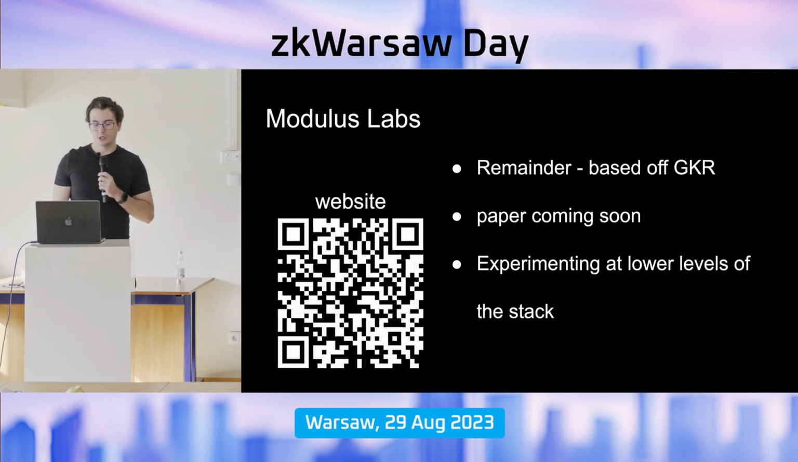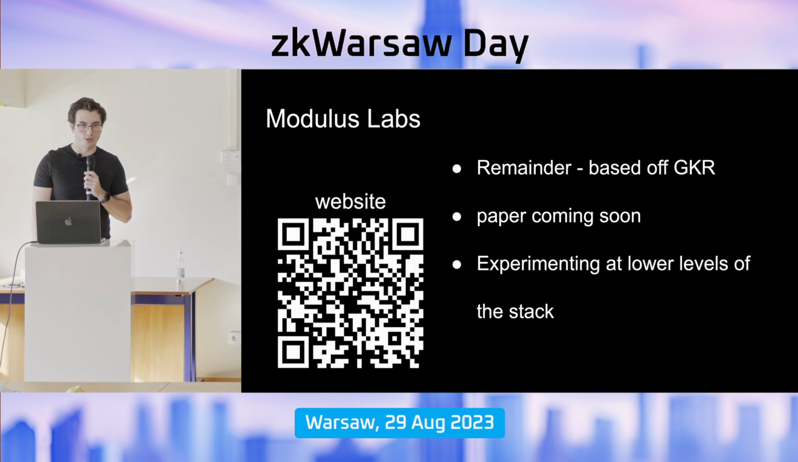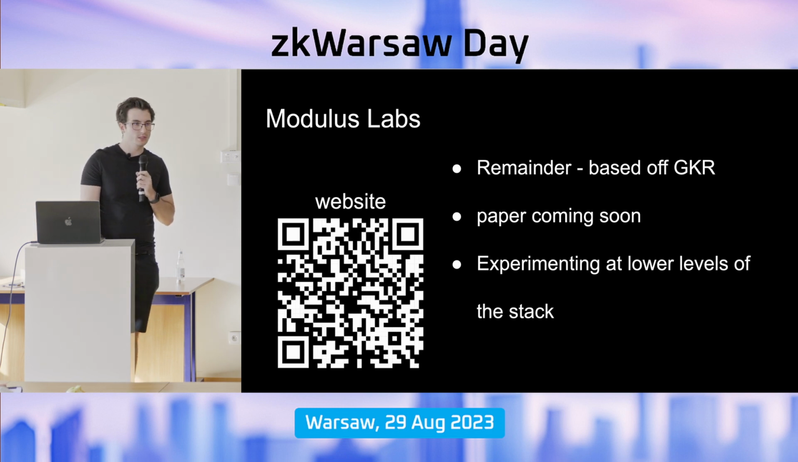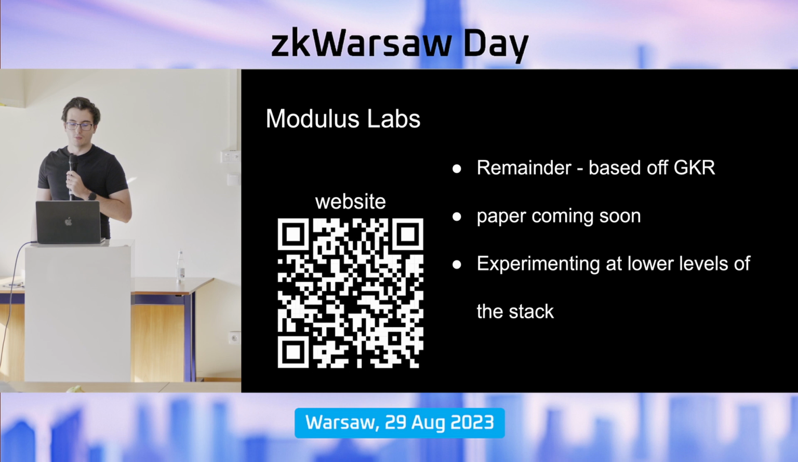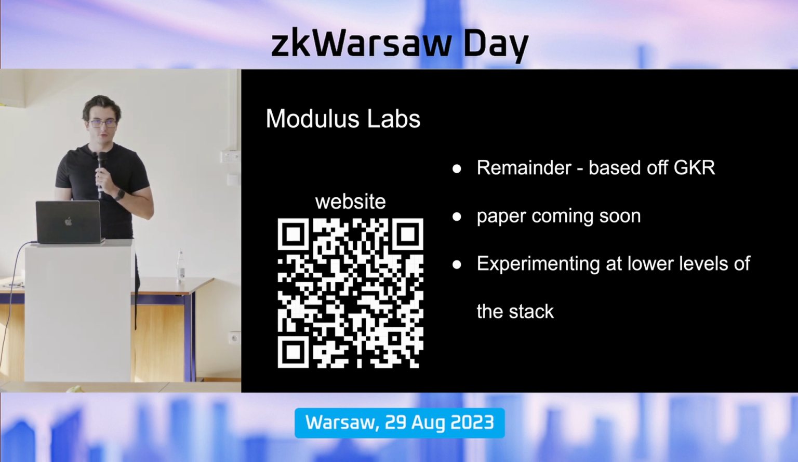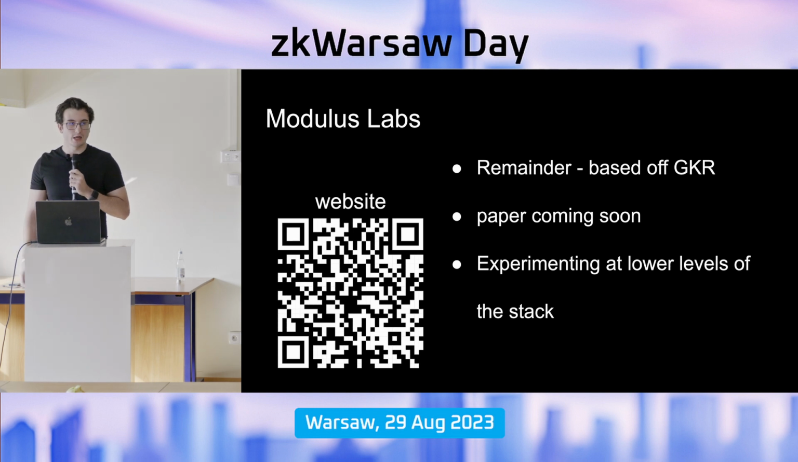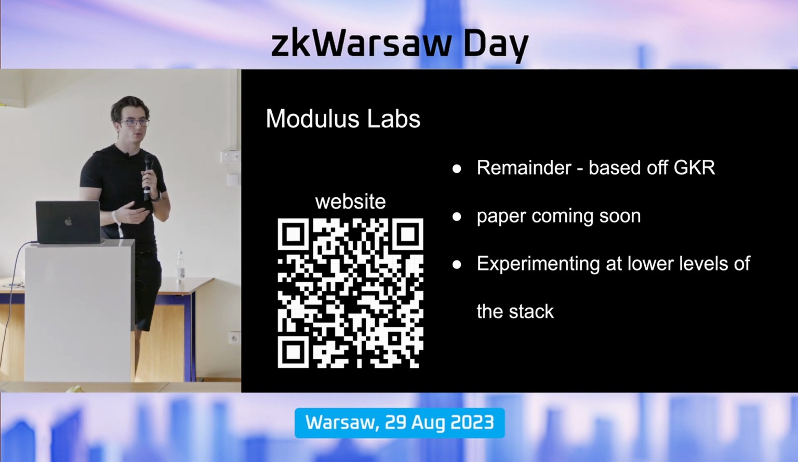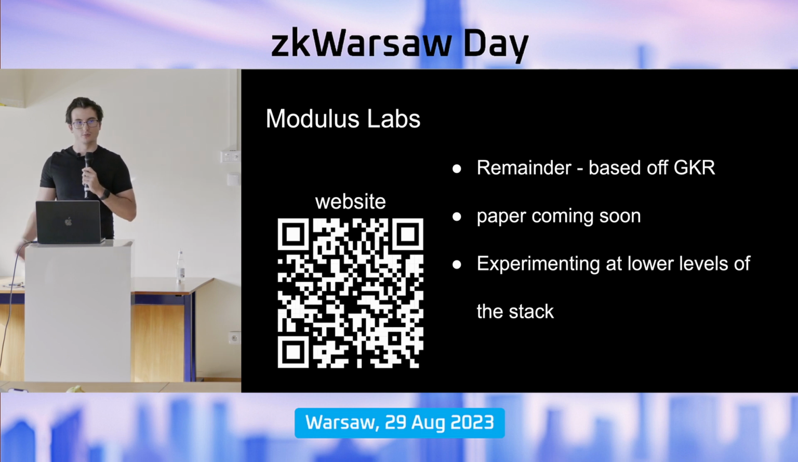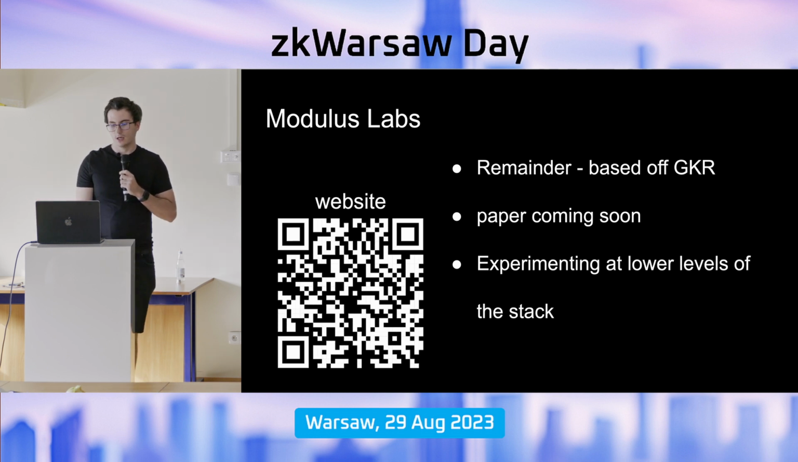And the third one, which is a more bottoms-up approach, is what Modulus Labs is doing, where they're building a variation of the GKR proof system called Remainder. This proof system is more tailored towards these machine learning operations so that they would be cheaper if you actually then write a prover using this proof system.